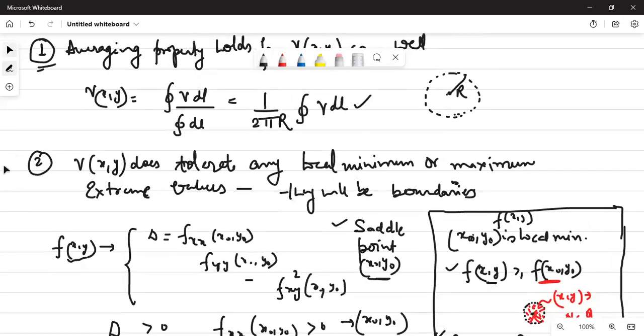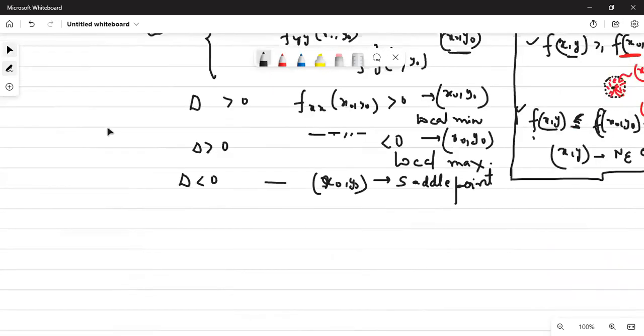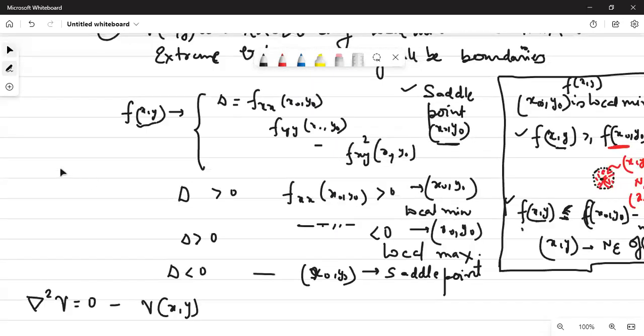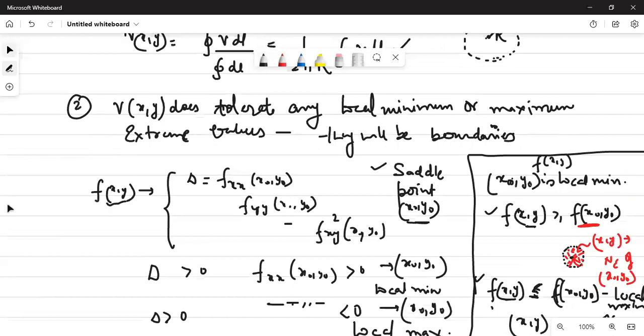So we know that for two dimensions, we just try to derive a simple solution. Although I have also told that ln of x squared plus y squared is also a solution. Probably if you take the case of e to the power x squared minus y squared, that may also be a solution. So V(x,y) will have infinitely many solutions for this particular Laplace's equation.